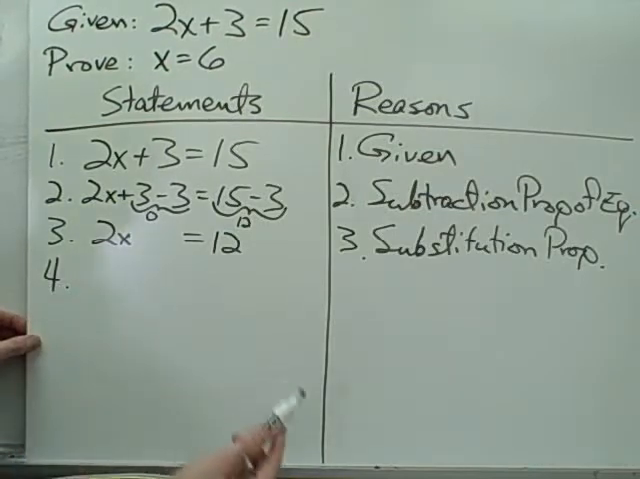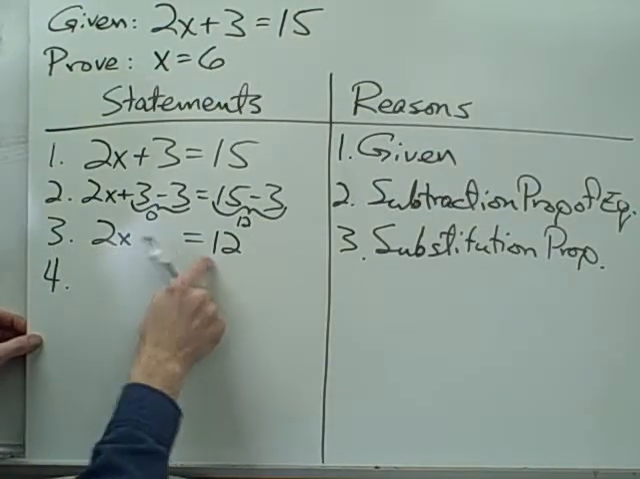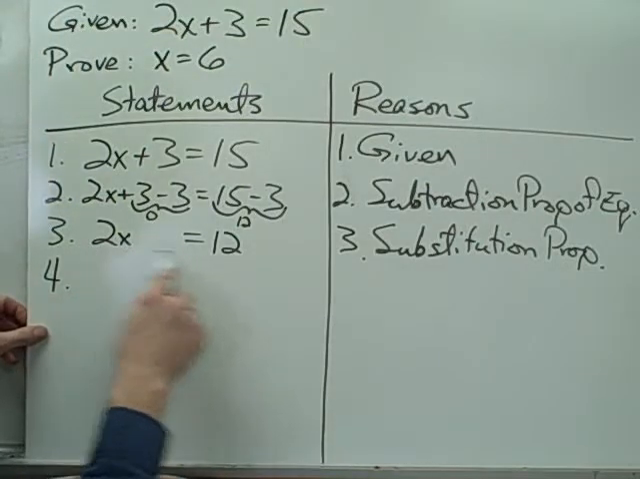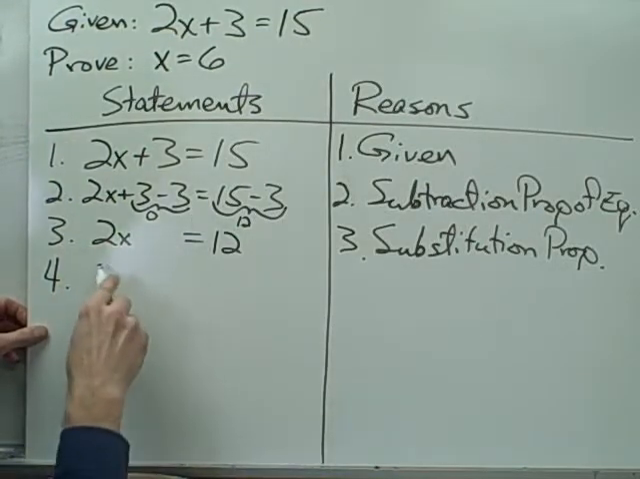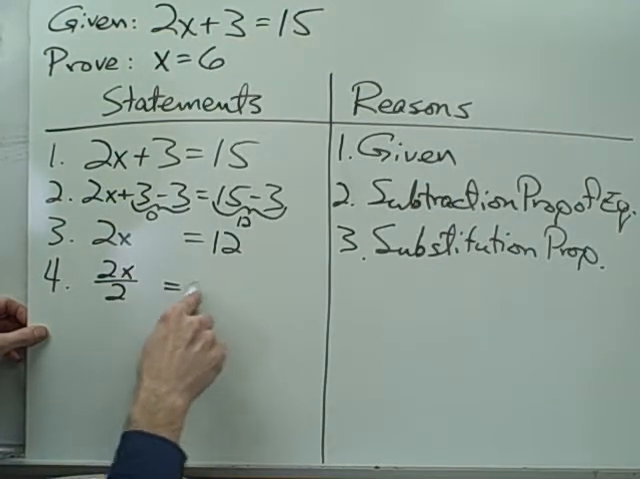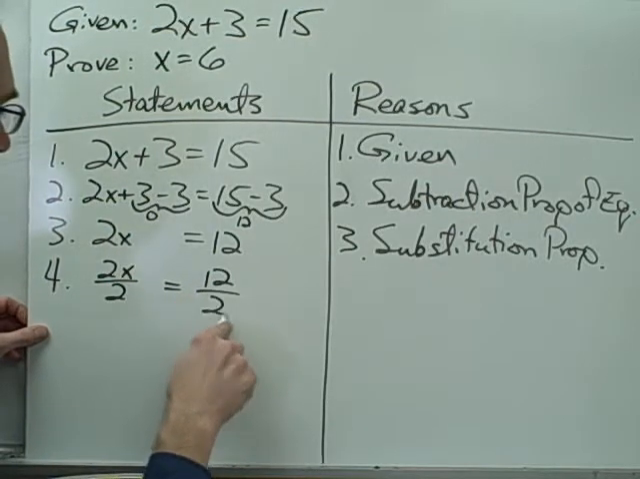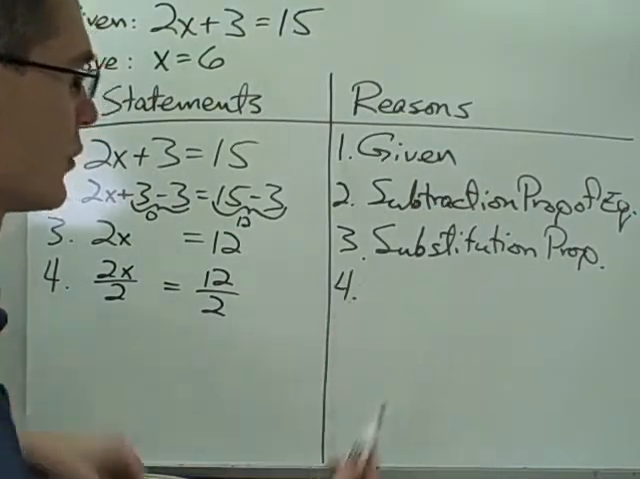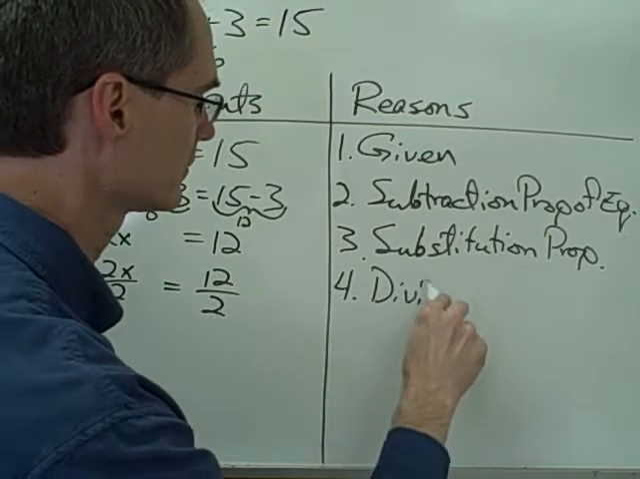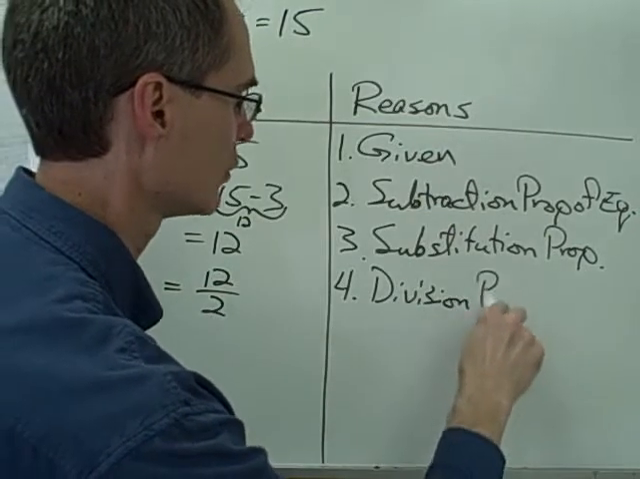Now my fourth step, I want to divide both sides of my equation by 2. And rather than just do it right here on this line here, I'm going to give it its own line. So 2x divided by 2 equals 12 divided by 2. The reason, this is my division property of equality.